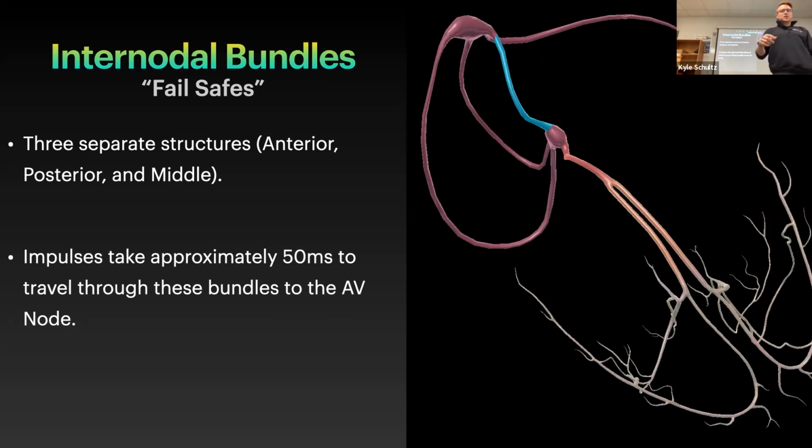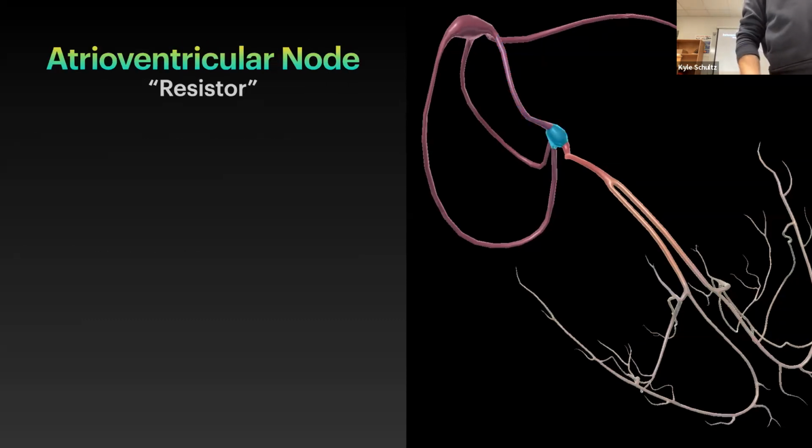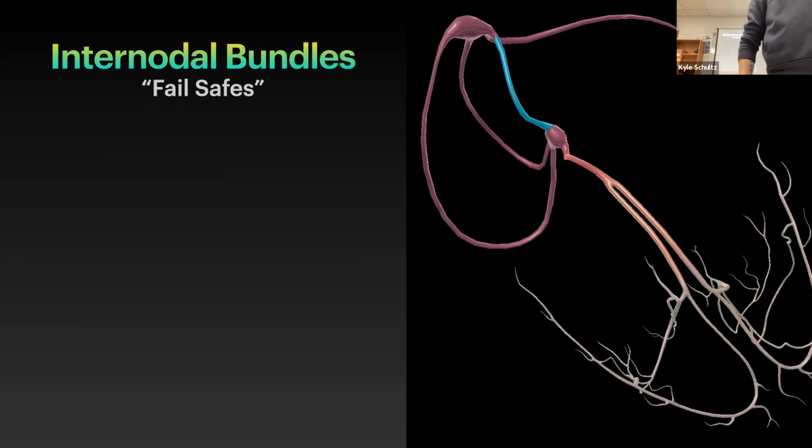The impulse takes approximately 50 milliseconds to travel from these bundles to the AV node. Again, that's at that rate of 1 meter per second. But the cool thing about the fact that we have 3 internodal bundles is that if one ends up being blocked, we have 2 additional fail-safes. So it's a way to make sure that we get the impulse from the SA node to the AV node in the correct amount of time, which I think is pretty interesting.